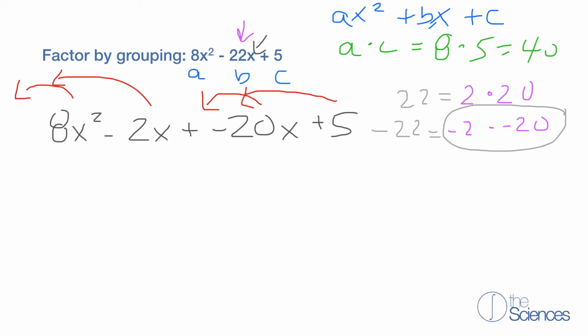So when we do that, we get 2x, 2 times what is 8, so that's 4. X times what is x squared, so that's x. Minus 1, plus 5.